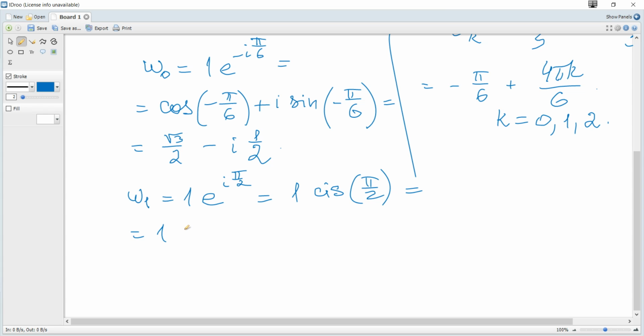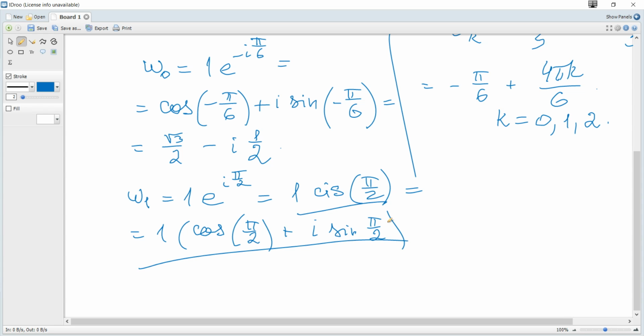It becomes 1 cosine of pi over 2 plus i sine of pi over 2, which is the same as this. So you may answer the first question like this: 1 times cosine plus i sine. It's also polar modulus argument form, and it's quite clear that it becomes 0, 1, so it's just i.